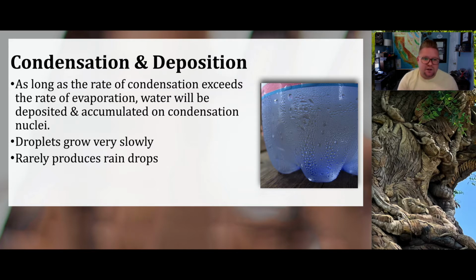So it says here, as long as the rate of condensation exceeds the rate of evaporation, water will be deposited and accumulated on condensation nuclei. The droplets will grow very slowly and will rarely produce raindrops. So even though we do see these droplets on the outside of my container and in the image that I'm sharing with you, those are very, very small compared to raindrops that we'll be seeing that come out of clouds. But still, it is a process that we can observe.